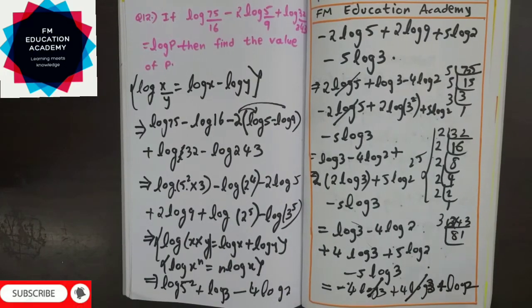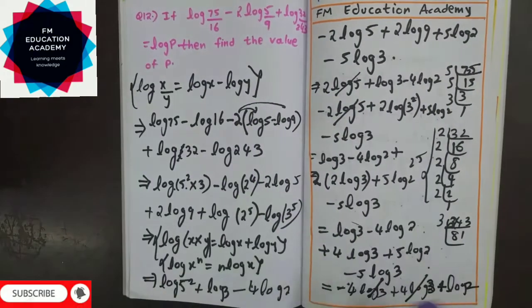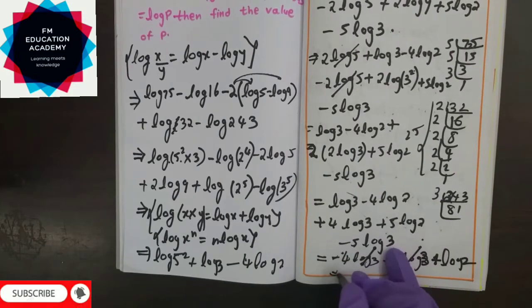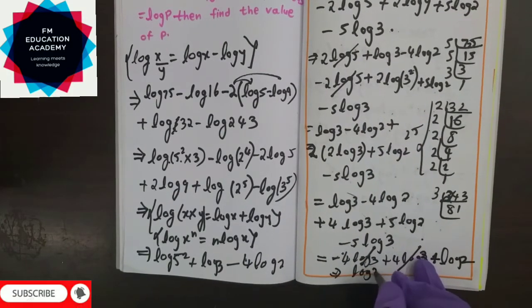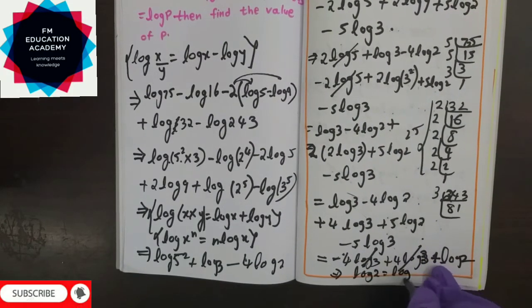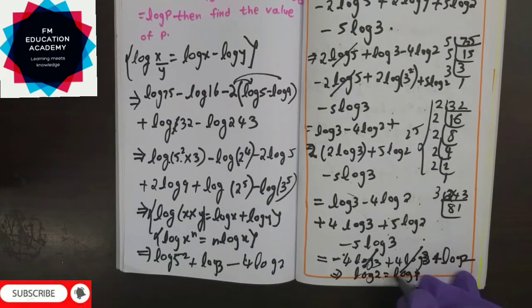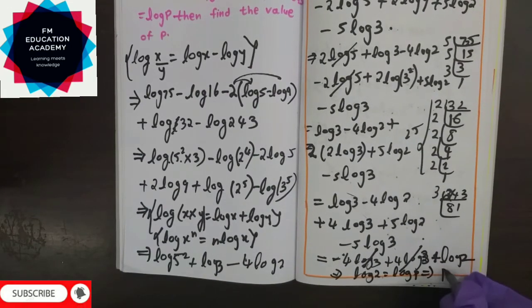Now it said that if this whole expression is equal to log p, so I have to equate this log 2 with log p. So if I equate this log 2 with log p, I get to know that the value of p is 2.